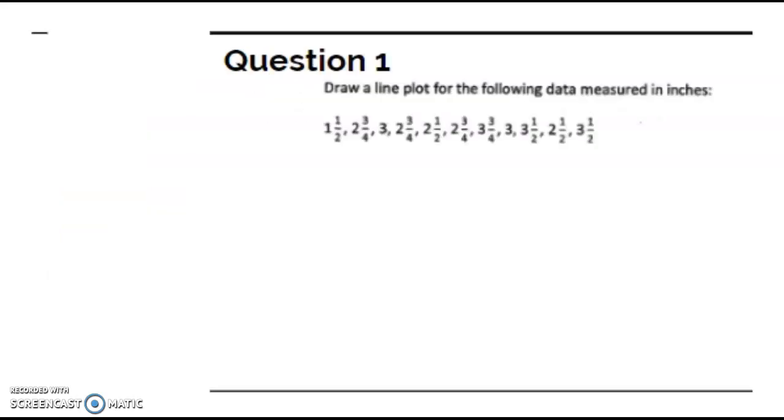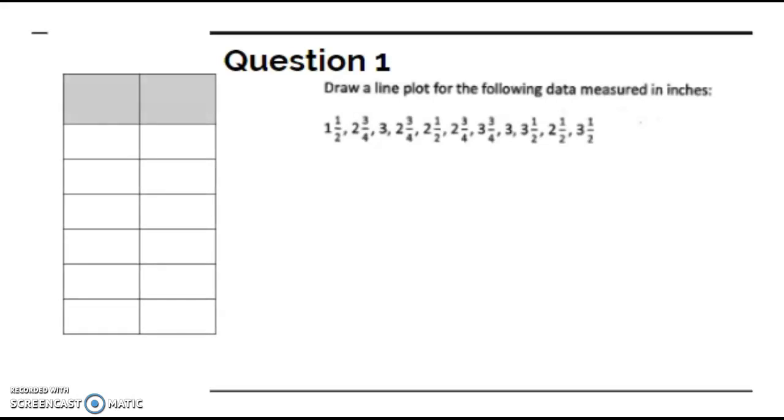On question 1, it says draw a line plot for the following data measured in inches. Sometimes I don't have my buddy with me. I just have a bunch of numbers. So I have to change the information so my buddy and I can work together. So here is our blank table, and we are going to change our information a little bit.